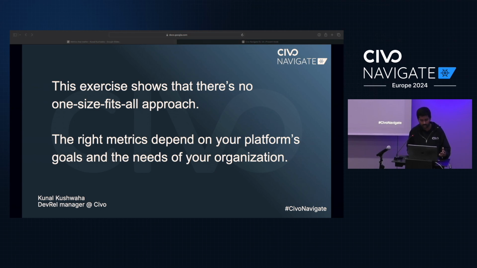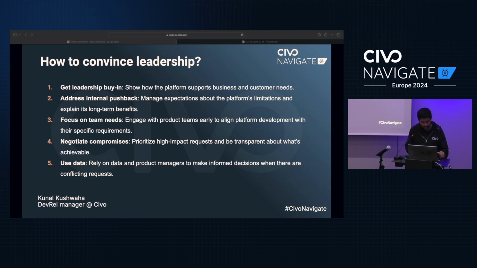But I want to talk about, so that was the whole goal of the poll, that there are a bunch of different answers for similar questions specific to metrics. That's what I wanted to share. But the next part, which is the last section of this presentation, is how do you convince the leadership to adopt platform engineering or add significant resources, like John says, 50% of R&D. Get leadership buy-in, so show how the platform supports the customer's needs.